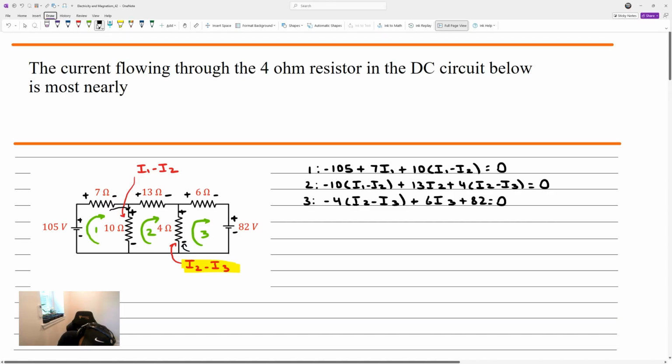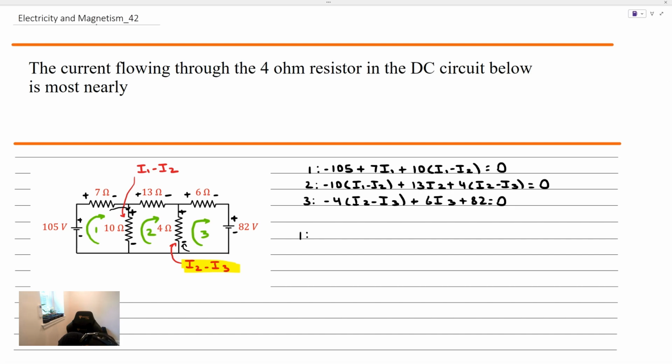Let's go ahead and simplify that equation to a form that we can plug into our calculator and solve for the different mesh currents. And then we're going to solve this problem by taking the difference between the solved I2 and I3. For the first equation, what that's going to reduce to is, I'm going to compile all of the I1 terms. I'm seeing a 17 I1 above a minus 10 I2, and that's equal to 105. So that's our first equation.